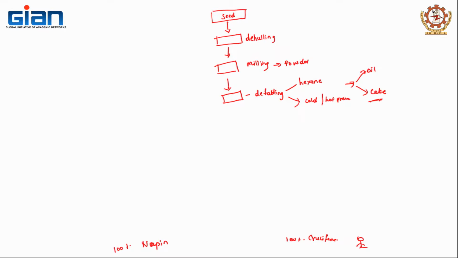Now we have the cake. Oil is actually ready to use, but cake is not ready to use. It's only ready to use for animals. We are animals, but we can't eat cake. This cake, make sense? Okay. Now defatting is finished and I got cake. What do I do next?